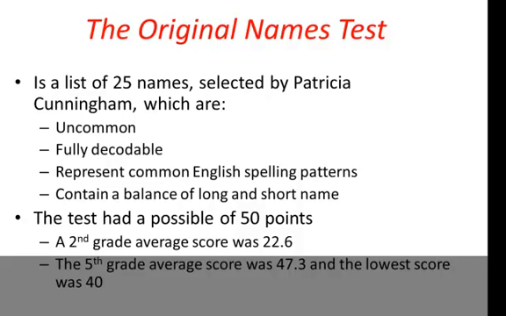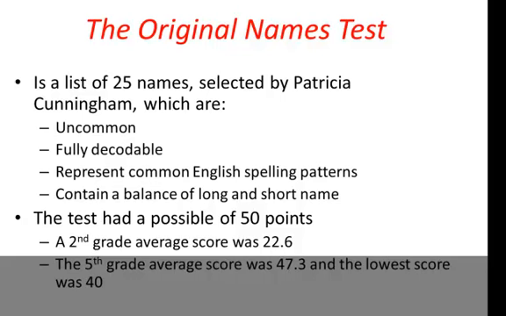An average second grader score was around 22.5 points. And Cunningham then reported that the average fifth grade score was quite higher, being 47.3 points out of 50, with the lowest fifth grade score being around 40. Now, though that information may be interesting, it's not particularly all that helpful.